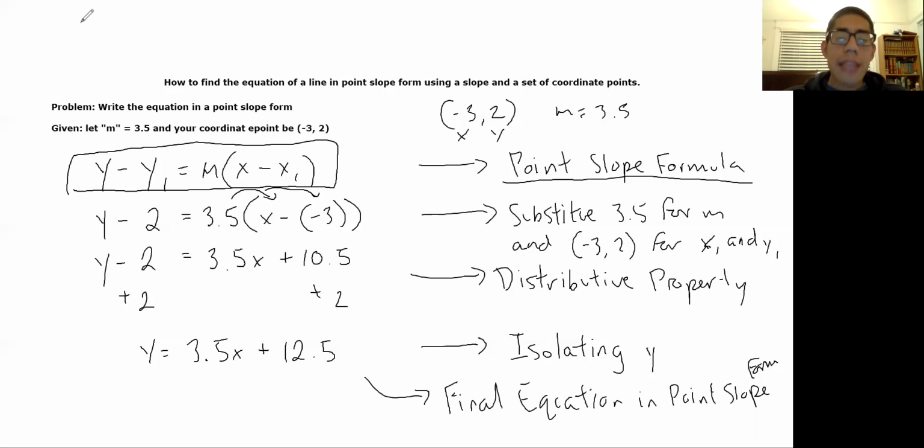Well, we're going to have to go on to the second step, which is substitute 3.5 for m and substitute -3 for x1 as well as +2 for y1. Remember, that's what I have up here, right?